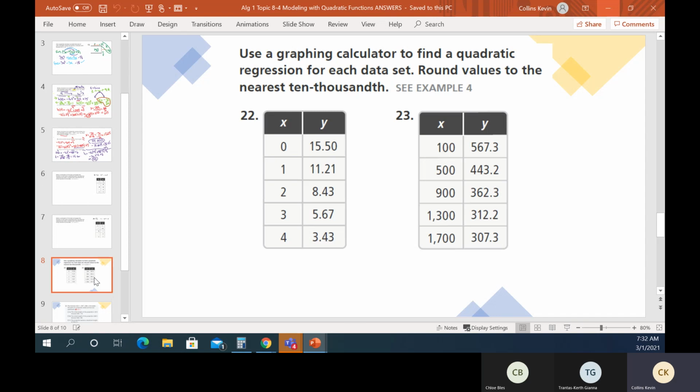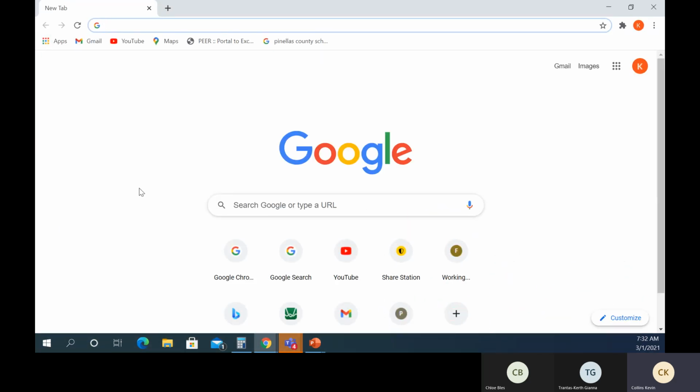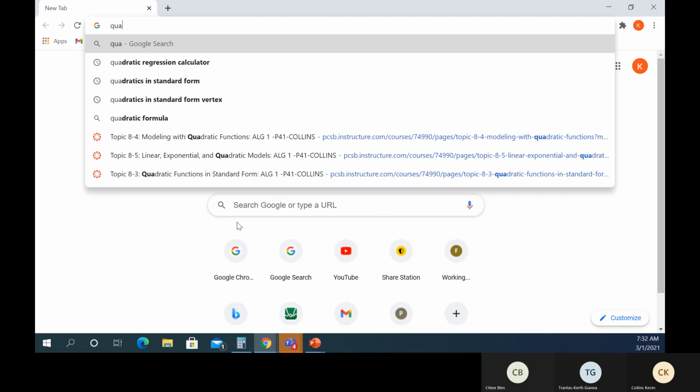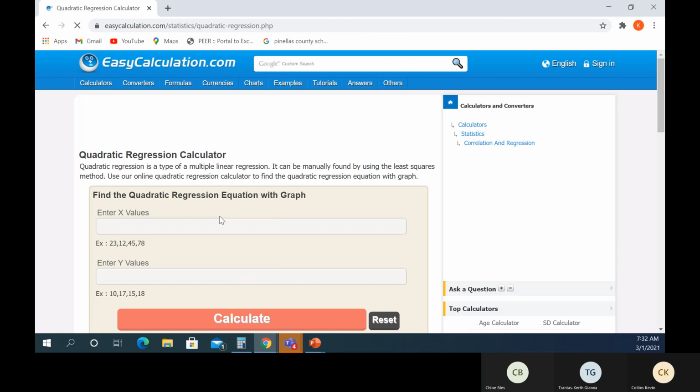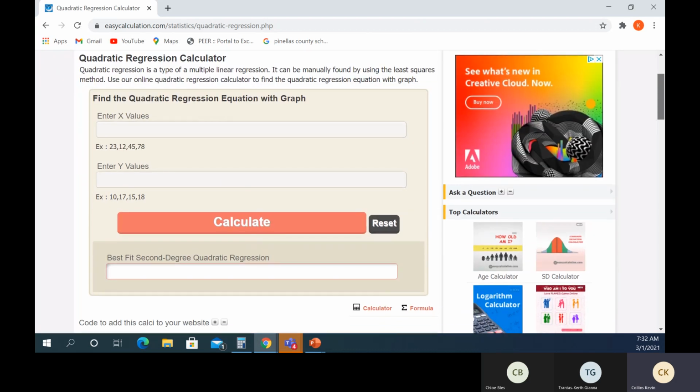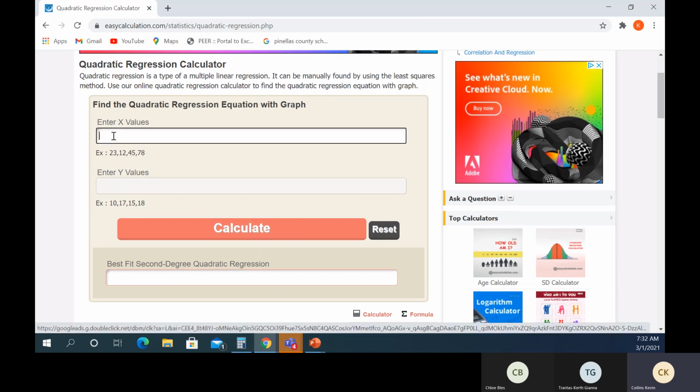All right. So let me pull one of those guys up. All right, so let's bring this guy in. Quadratic regression calculator. There we go. All right. Easy calculation. That sounds like a good one for us. Okay, so this says enter the x values and enter the y values. So our x values for this first guy.